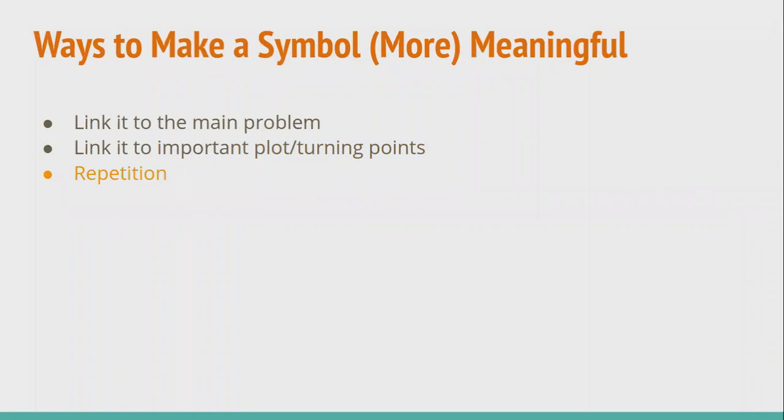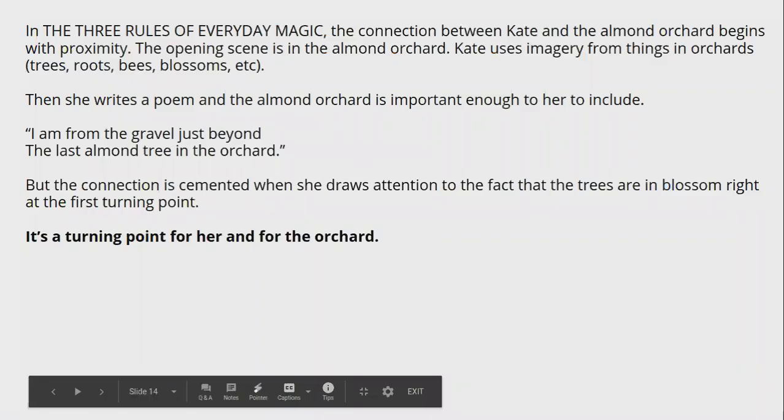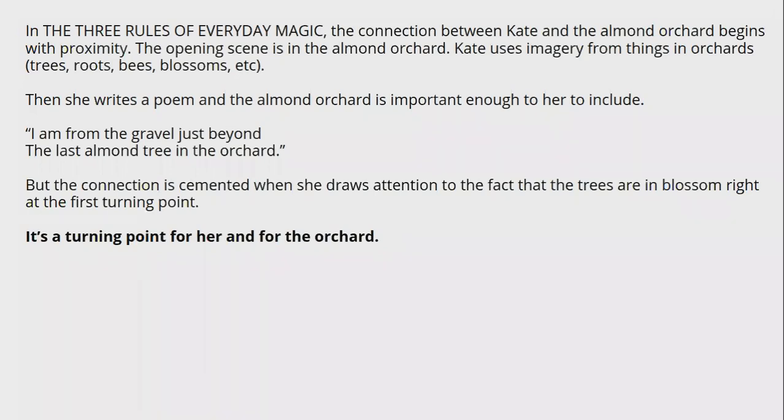So in The 3 Rules of Everyday Magic, we have a few ways that Kate makes the symbol of the almond orchard meaningful. One way she does this is that she writes a poem about herself, but she mentions the almond orchard. And so she draws that connection herself, and that sort of cements it for us. And then of course she uses the turning point too.